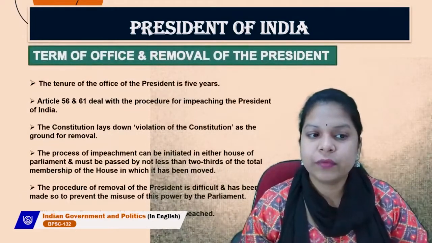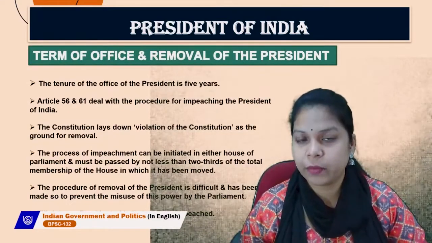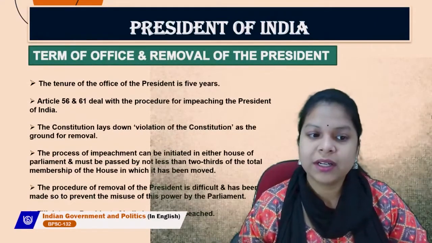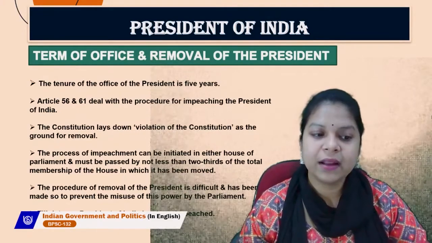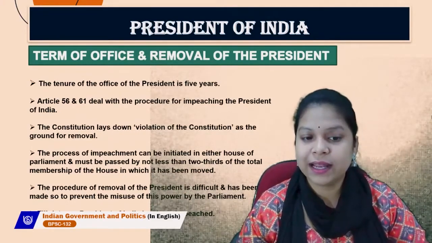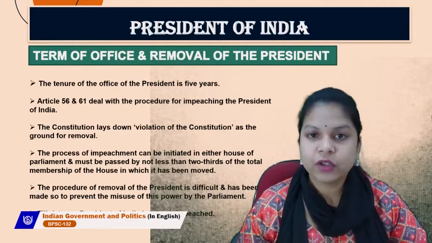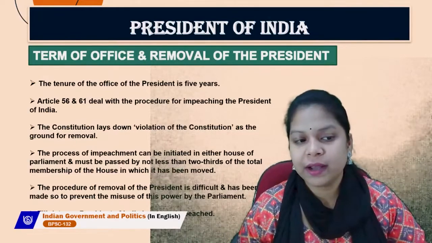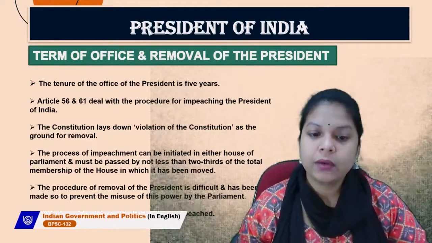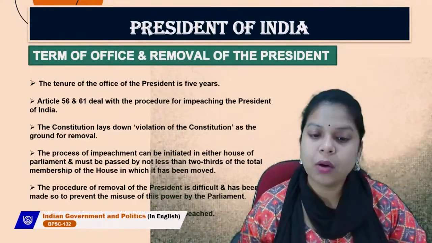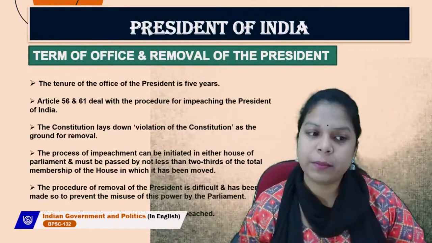There are also a few terms of office and how a president is removed from his or her position. The tenure of the office of the president is 5 years. Articles 56 and 61 deal with the procedure for impeaching the president of India. So in the Constitution of India, articles 56 and 61 talk about the procedure to impeach the president.